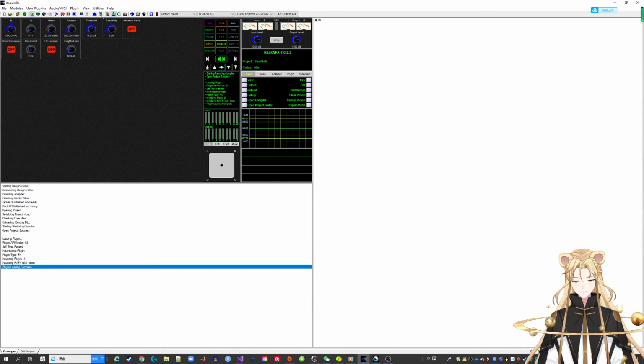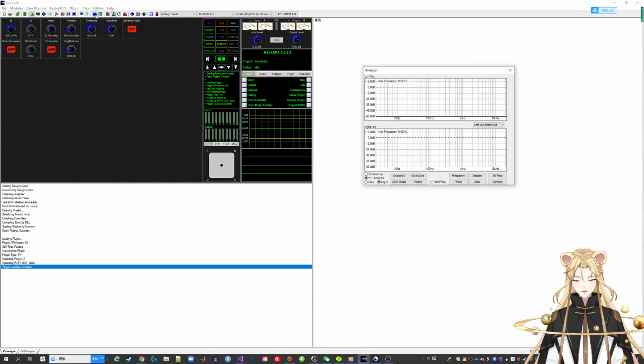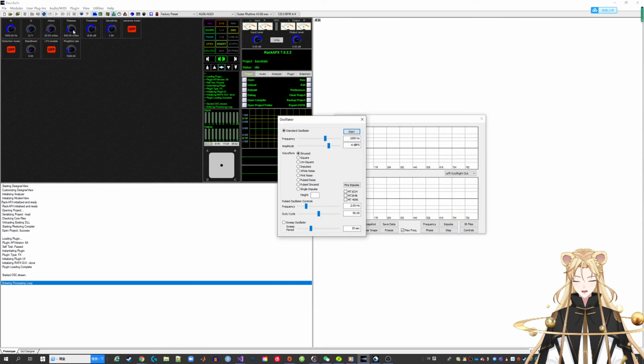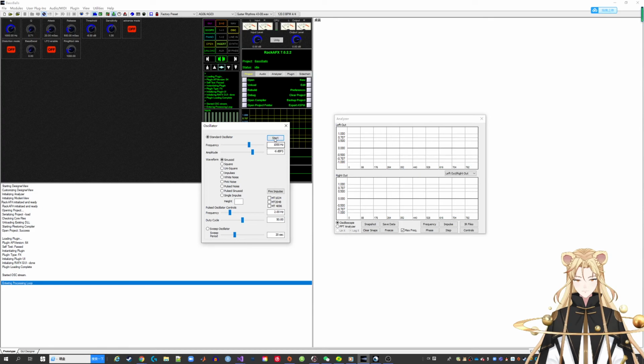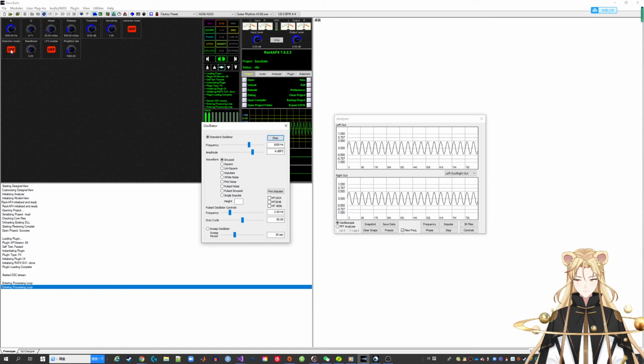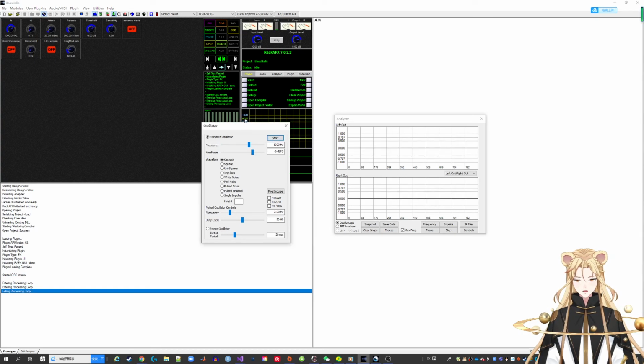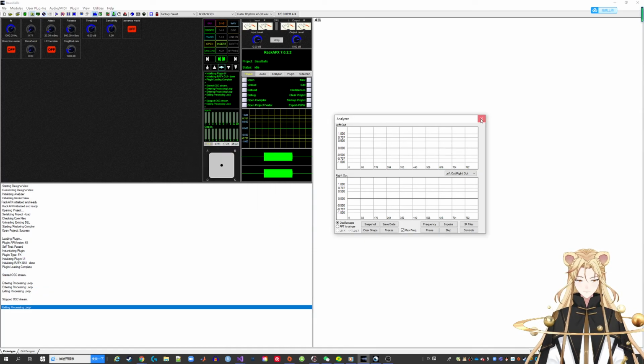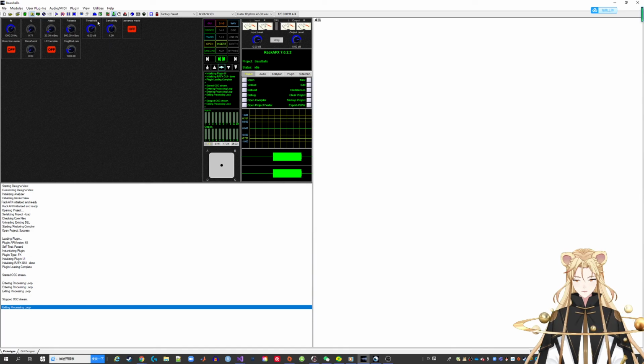And to show the distortion is working, I will show you the oscilloscope and the oscillator here. So as you can see, the distortion function is working here. And let's play around in the normal mode here to hear the effect.